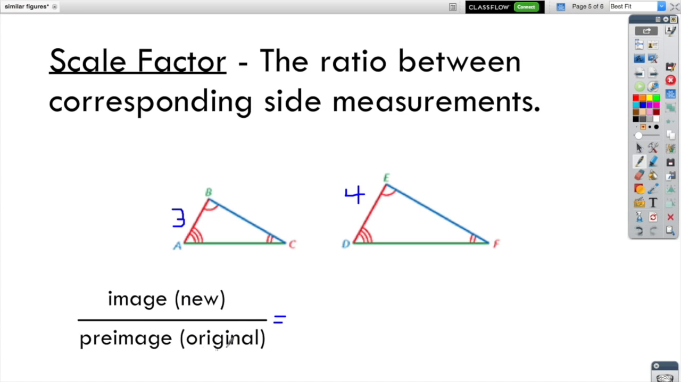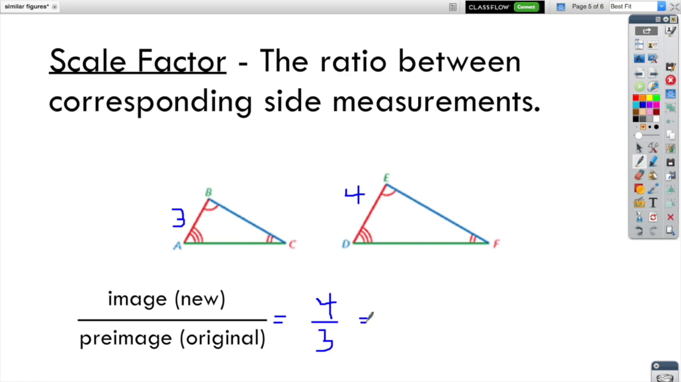And here's where you have to be a little bit careful. It's always the image. Let's say this was the original shape and it got blown up to this size. The new one goes first. So the length of 4 gets recorded first over the pre-image original, which was 3. So I get a ratio of 4 to 3, or 4/3, meaning that all the lengths of this shape are 4/3 times as big as this one.